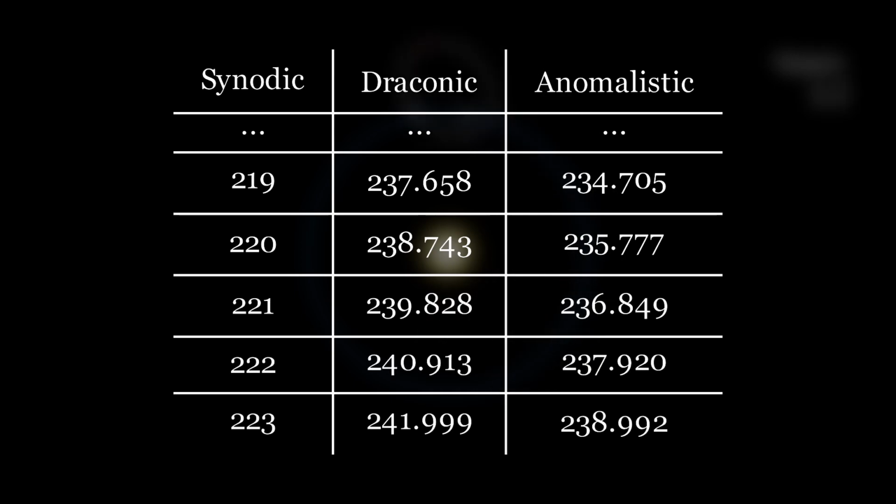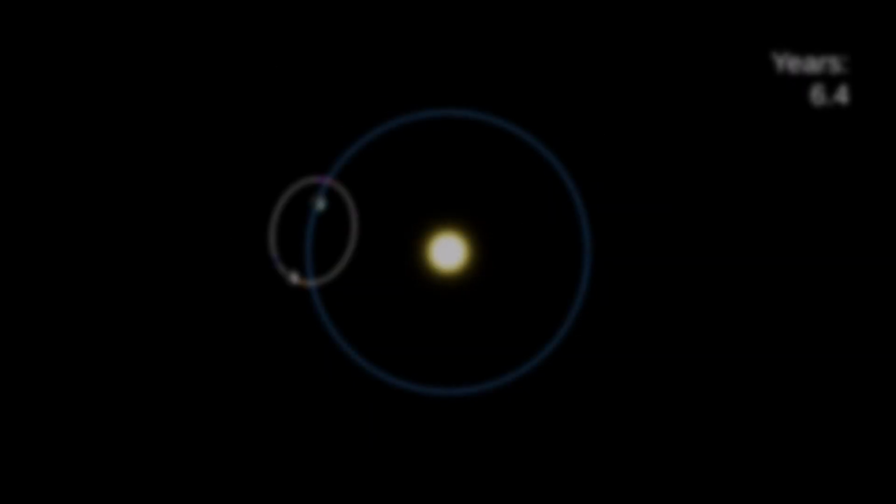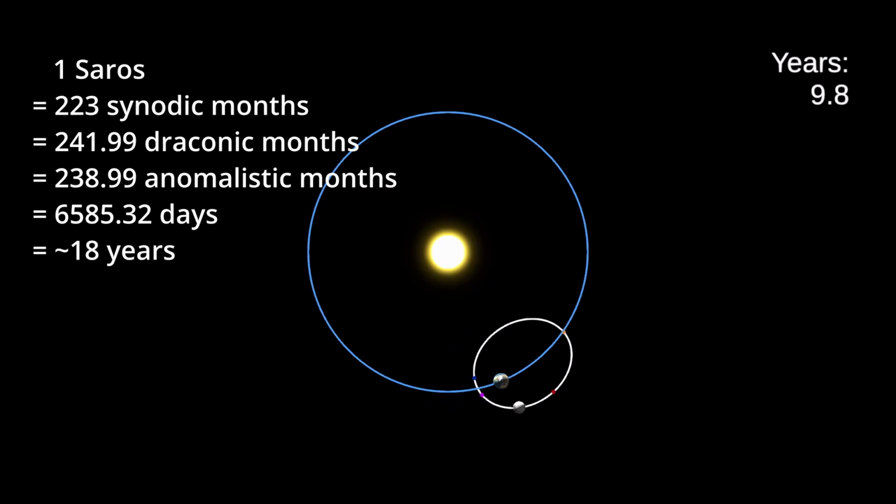223 synodic months is 238.992 anomalistic months and 241.99 draconic months. This means that all the relevant factors in the moon's orbit have returned to the same position and another solar eclipse will happen again. This period of 223 synodic months is called a Saros, and the series of solar eclipses that has been produced by each Saros is called a Saros Series.